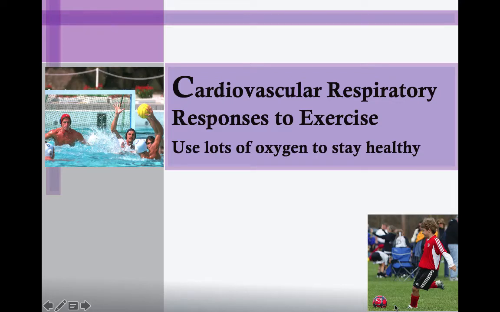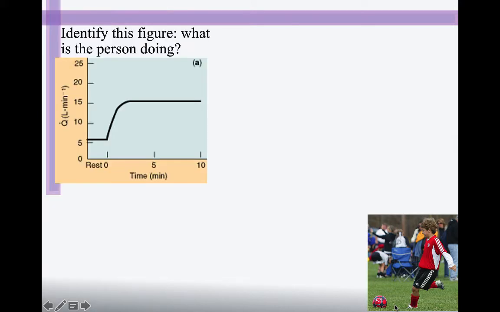We're going to spend a couple of videos looking at both cardiovascular and respiratory responses to exercise. Mainly it'll be cardiovascular responses, and we're going to look at submaximal, prolonged, and incremental exercise. So I want you to try to look at some of these figures and understand what's going on.